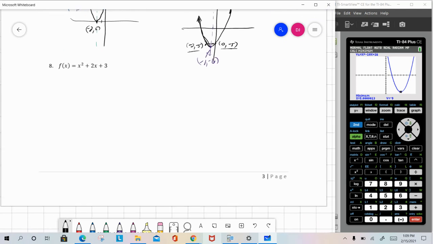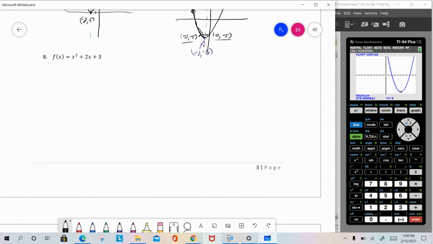Number 8, we'll do this one as well for completeness. This one does factor. The factors of 3 that add up to 2. Oh, does it factor? 1 and 3, -1 and -3. No, actually, that does not factor. So I'm in the same boat.